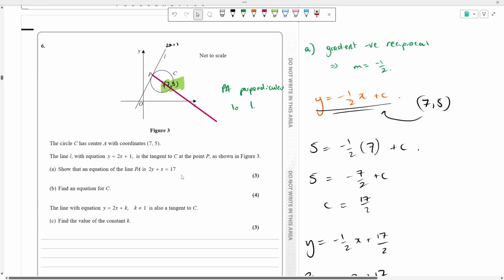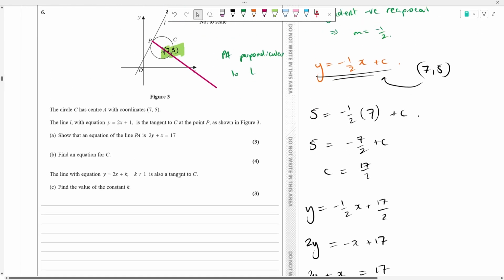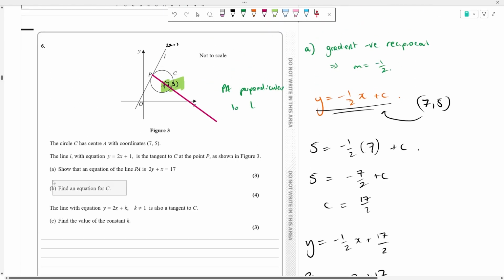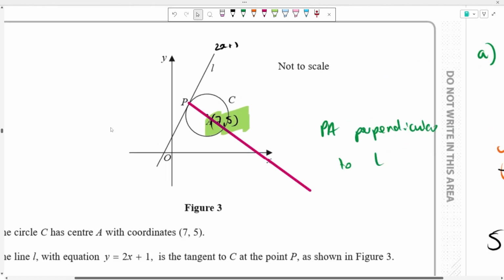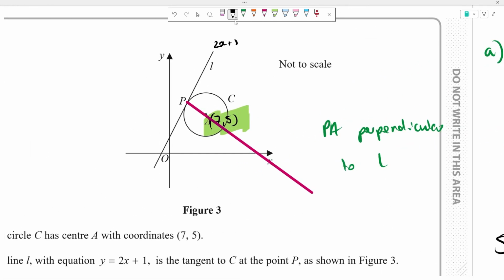Part B, what can we work out? Well, we need to work out the equation of C. We know the center point. The only thing we're missing essentially is the radius. We've got now the equation, but we need to work out the radius here. What we can do is essentially work out this coordinate here by working out the intersection. We already have this coordinate, and then we can work out the magnitude of PA.